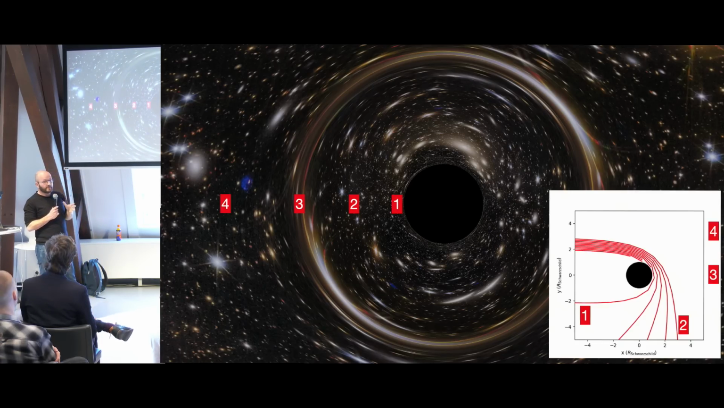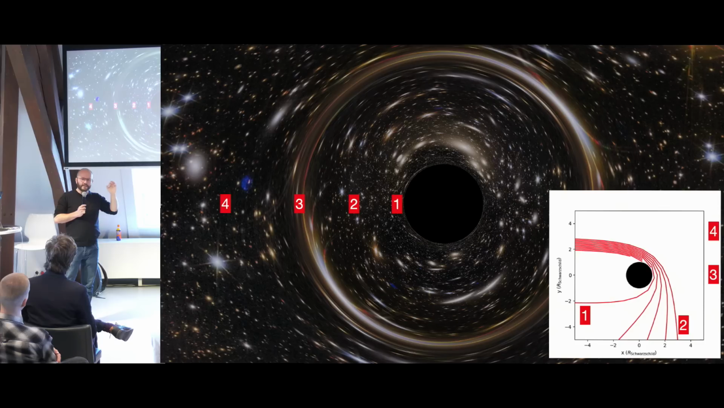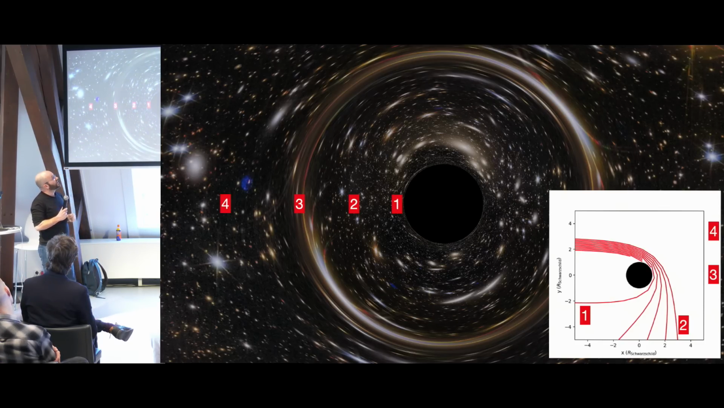Then you get the Einstein ring, and this is very strongly lensed light that comes from an object directly behind the black hole. So if you have a star directly behind the black hole, it will get imaged, projected into this Einstein ring. And the stuff outside is the very moderately deflected light rays.